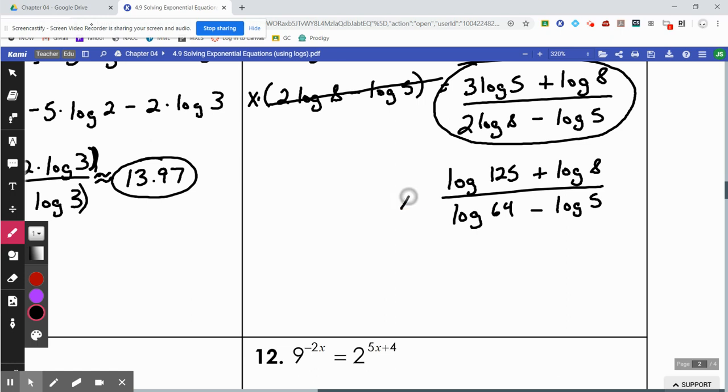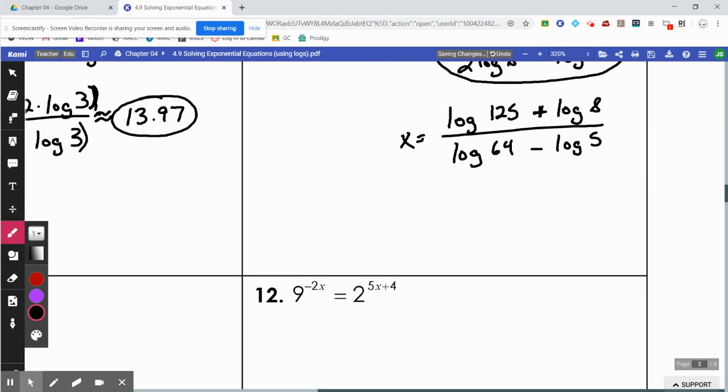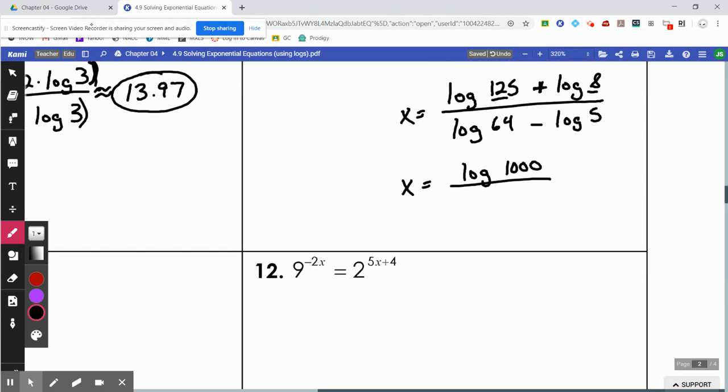And also a reminder, you could actually use your rules of logarithms there. You have a log plus a log on top. This is not necessary because you're typing it into the calculator, but you could write that as the log of 125 times 8, which is the log of 1,000. Over, and the reason I'm showing you this is it's good extra practice for ACT type material. The bottom, the log of 64 minus log of 5 could be written as the log of 64 fifths.